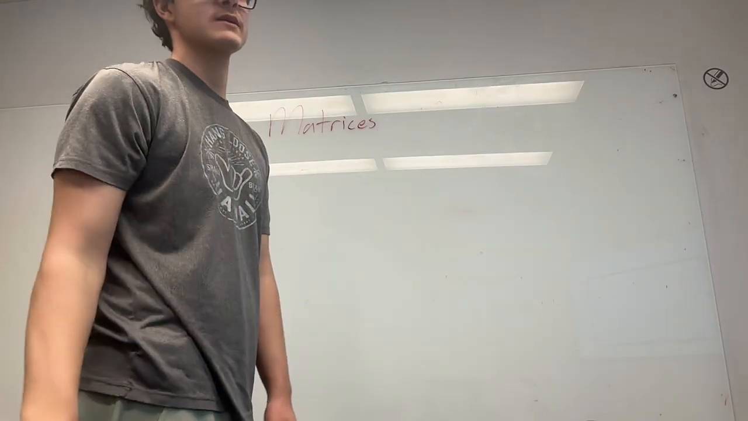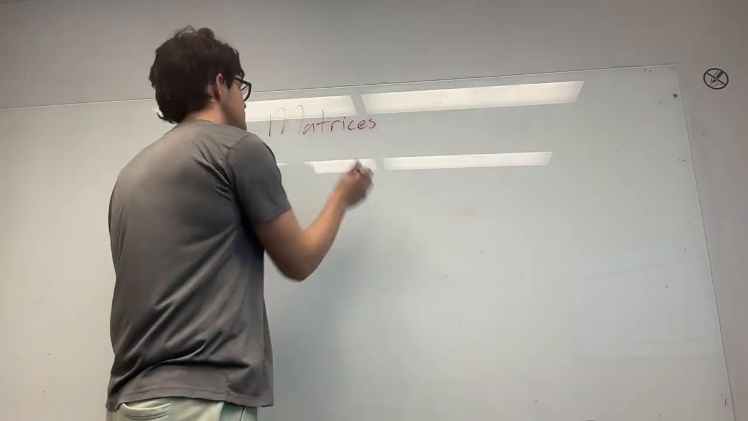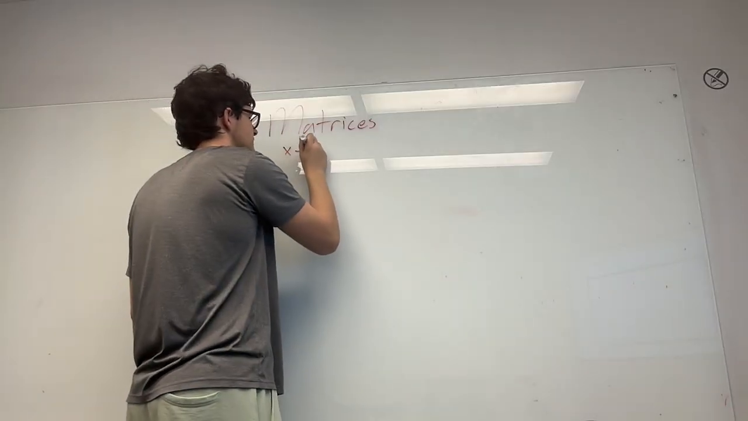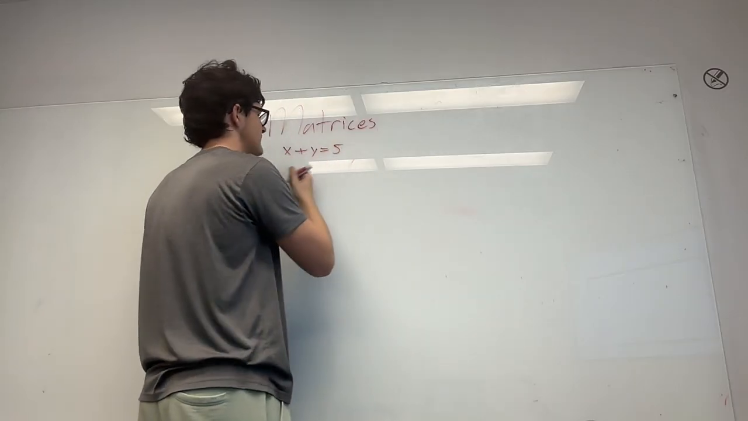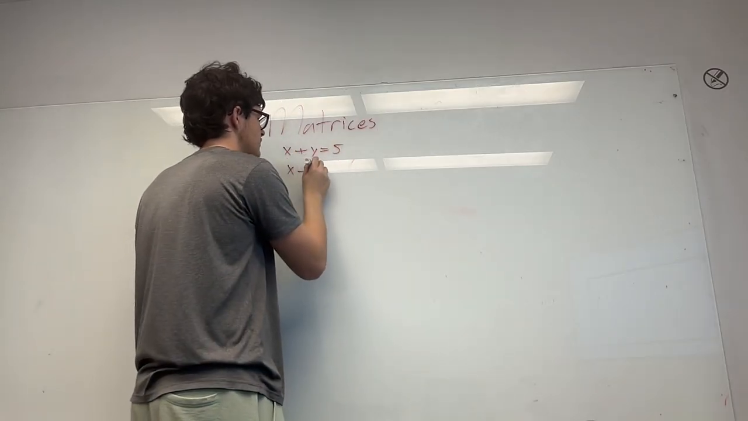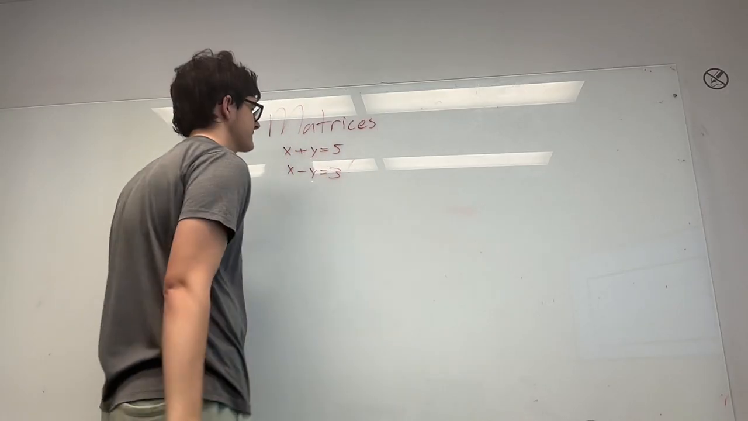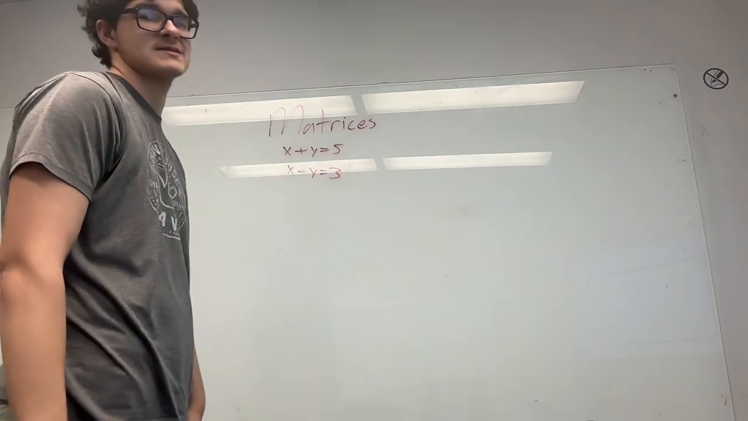Linear equations. You remember when I was talking about that? So let's bring back some of the ones we have. We had x plus y equals 5, and I'll write it like this actually, x minus y equals 3, I think. We can write this as a matrix.